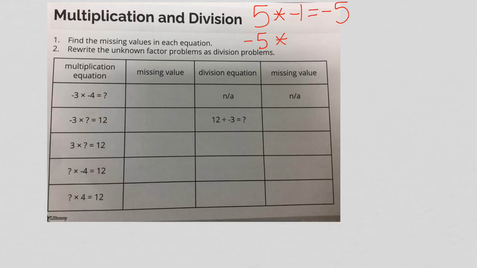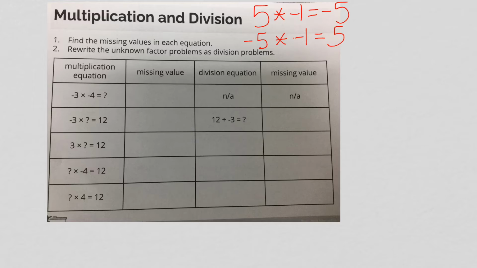-5 times -1 equals +5. So when you multiply by -1, you are reversing the sign. So if it's positive, it becomes a negative when you multiply by -1. If it's a negative and you multiply by -1, it becomes a positive.